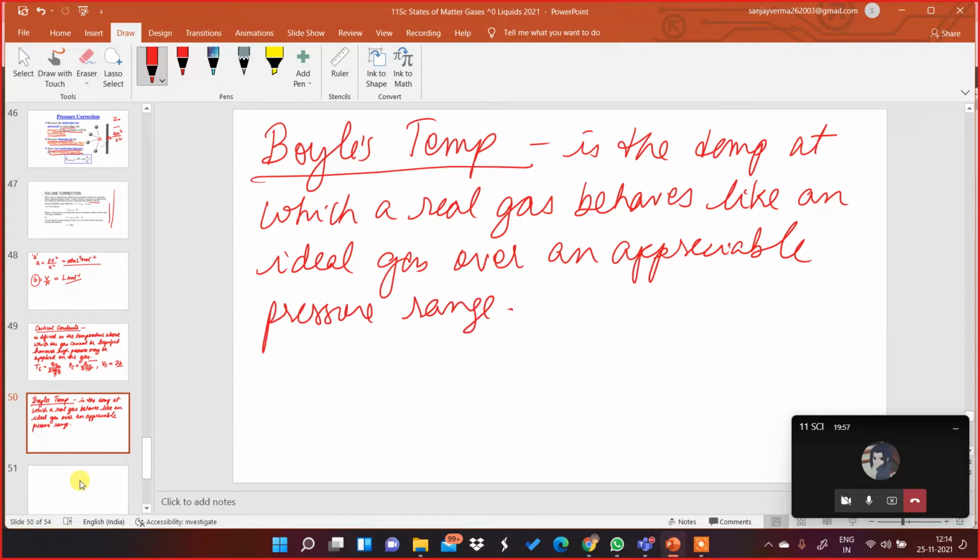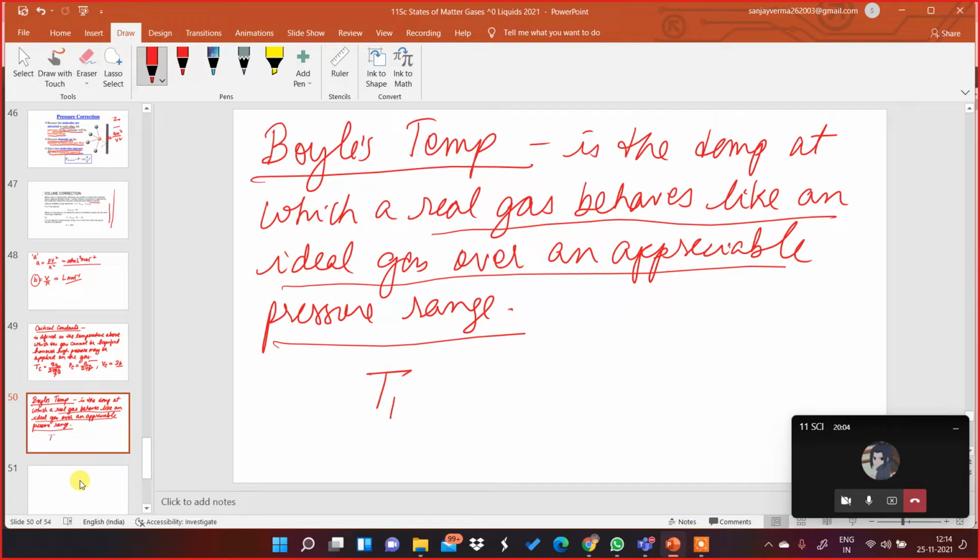It is the temperature at which a real gas behaves like an ideal gas over an appreciable pressure range. And there is a formula to be learned. This TB stands for Boyle's temperature, and that is equal to A by RB, and this A and B stand for the constants, van der Waals constants. After that, the next part of this chapter is called vapor pressure.